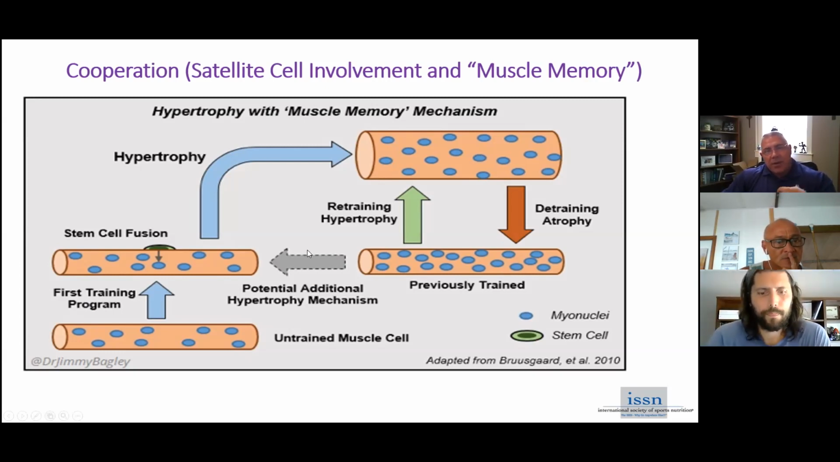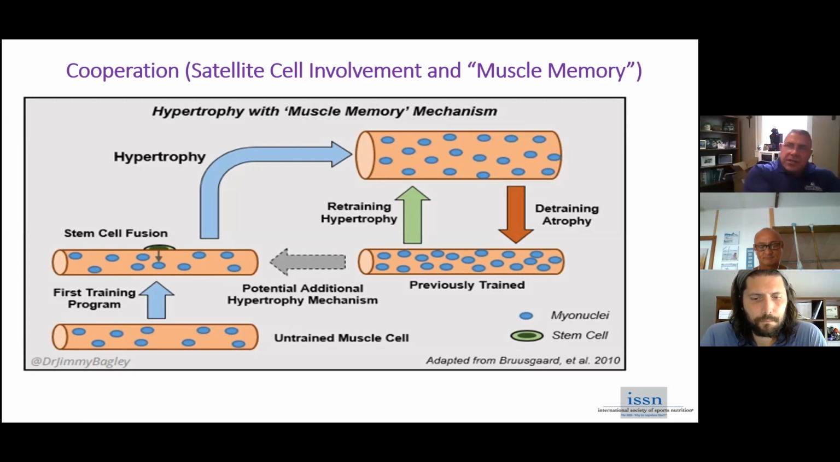But it comes into play relative to satellite cells with hypertrophy and this mechanism of muscle memory. We all know, those of us that have trained, that we can train muscle, it can hypertrophy. Then if we detrain, then obviously muscle atrophies. And if we go back and retrain, then typically that muscle will hypertrophy at a much greater rate than it originally did when we first started.